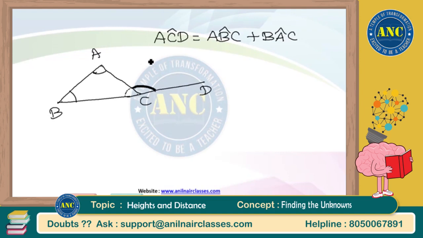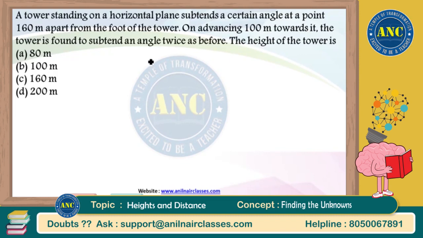Sir, why are you discussing this property of triangles right now? Anyway, all our topics are related to triangles itself in heights and distances, that too in precise right angle triangles. Please see this question, you will understand. A tower standing on a horizontal plane subtends a certain angle at a point 160 meter apart from the foot of the tower.